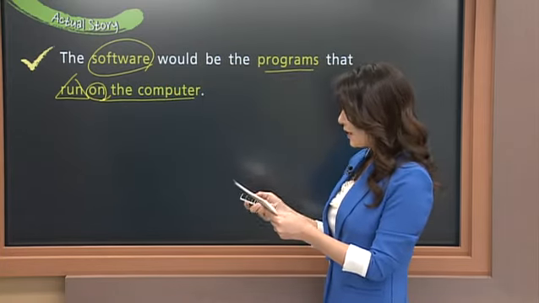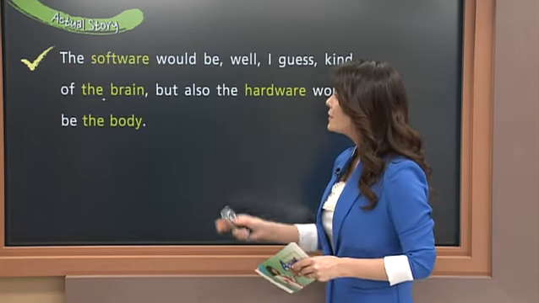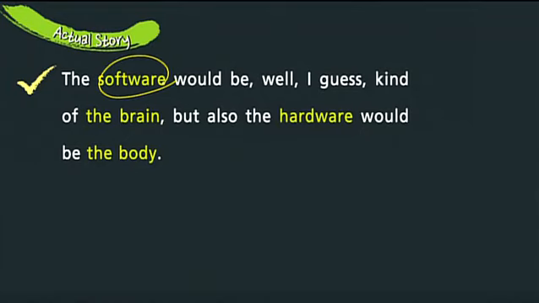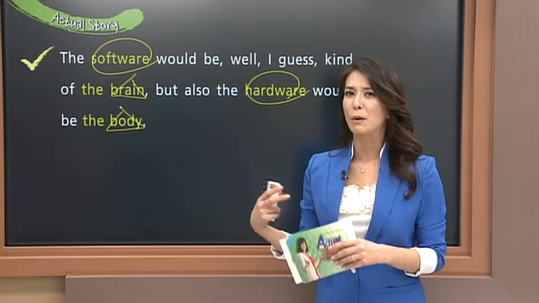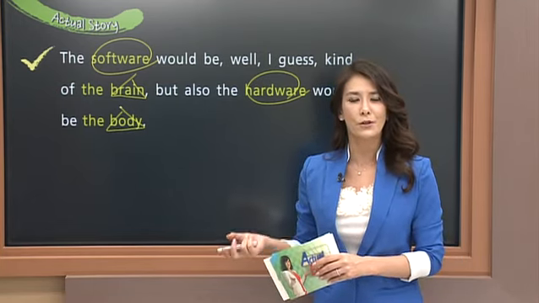Okay, and then let's check out one last sentence. The software would be, well, I guess, he says, kind of the brain. But also the hardware would be the body. I think that was a good description. Pretty easy and simple. The software is a smart thing. So it could be referred to as the brain.